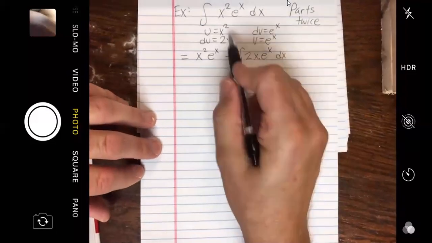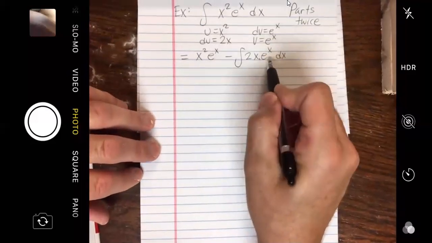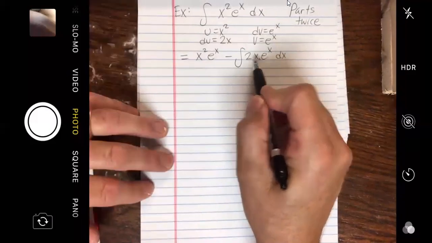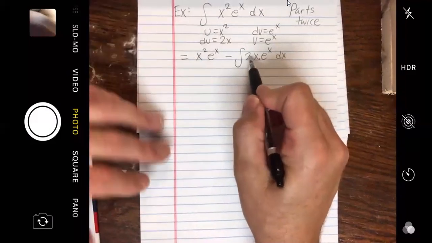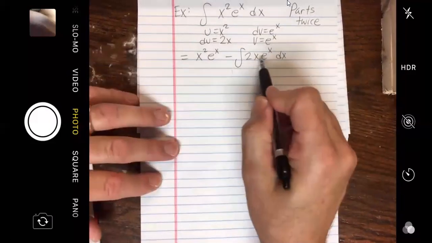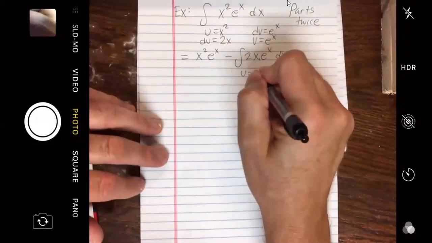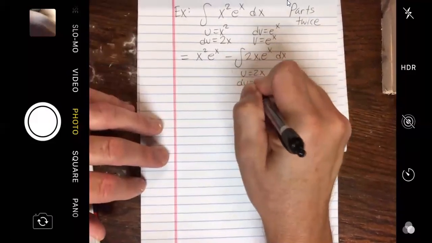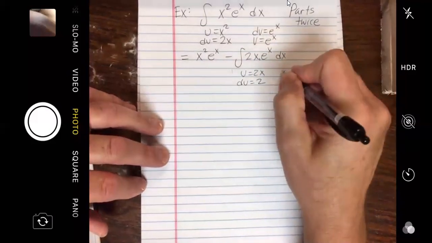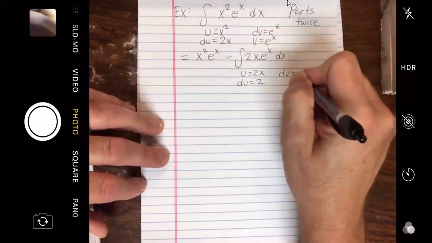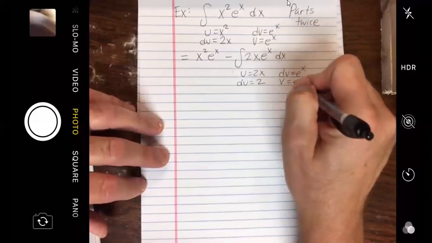So you have to keep working it down until you finally get to a straight integral of e to the x. Now the 2, I could put it out, then I have a distribute problem, or I can leave the 2 in and just use it as my u. du is 2. The dv is e to the x, and v is e to the x.